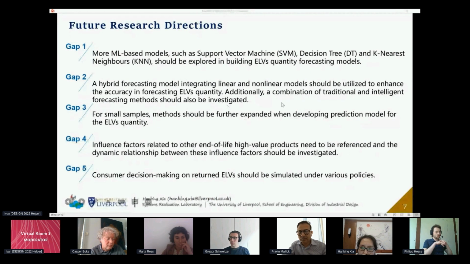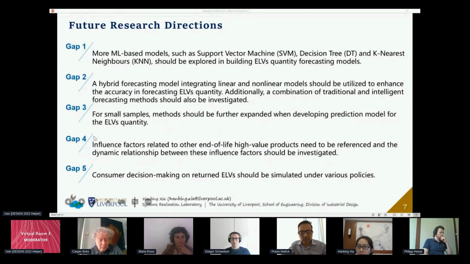Additionally, a combination of traditional and intelligent forecasting methods should also be investigated. And next, due to the immaturity of LV's industry and the absence of standard regulation in some countries and areas, there is insufficient data to fit and test a forecasting model. For this reason, we propose gap 3. For small samples, methods should be further expanded when developing prediction models for the LV's quantity.